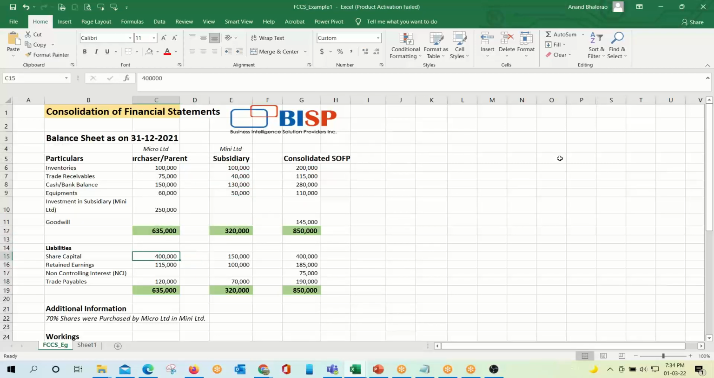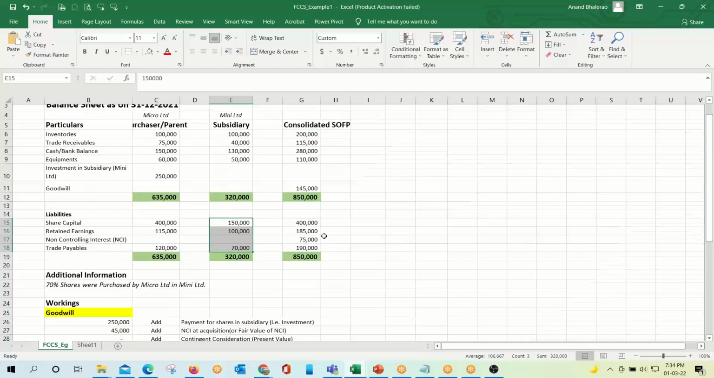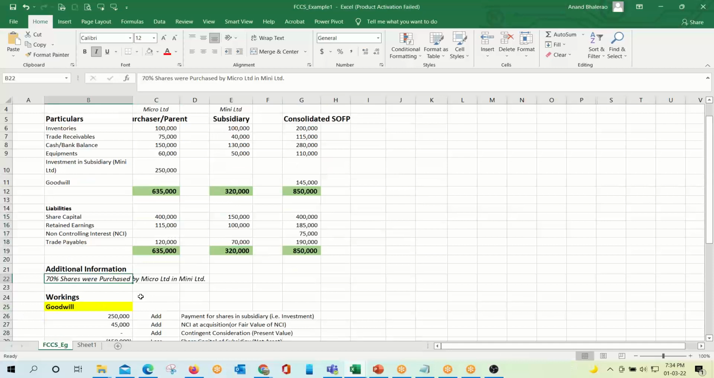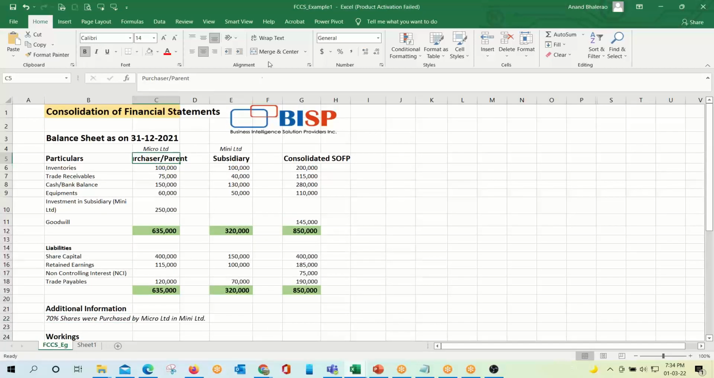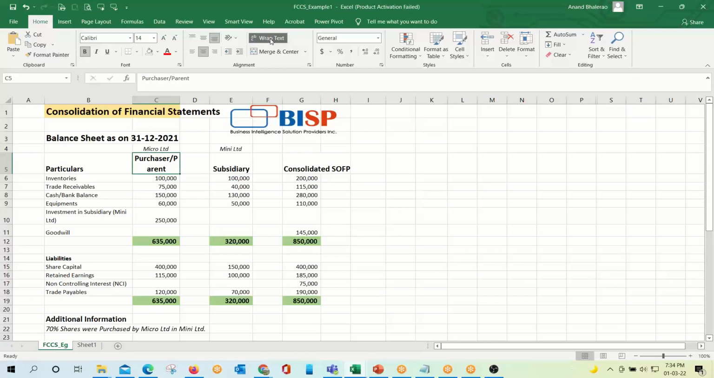And the liability and the share capital is given here, and similarly the financial figures of the subsidiary, that is Mini Limited, are given here. So these are the assets, and these are the liabilities and equity. In the additional information, 70% shares were purchased by Micro Limited in Mini Limited. So it means Micro Limited has acquired a 70% stake in Mini Limited. That is, it owns 70% shares of Mini Limited.